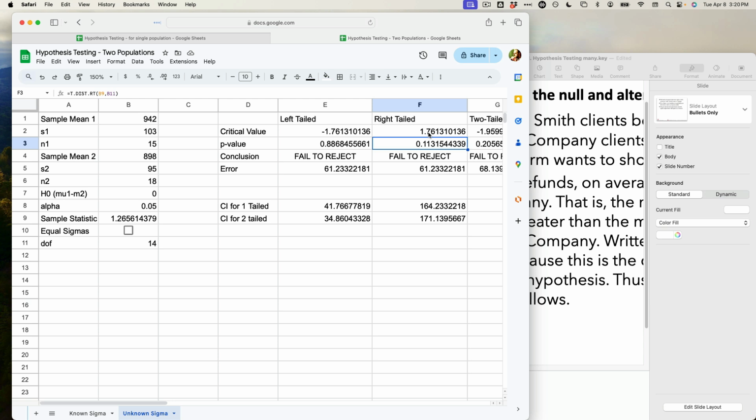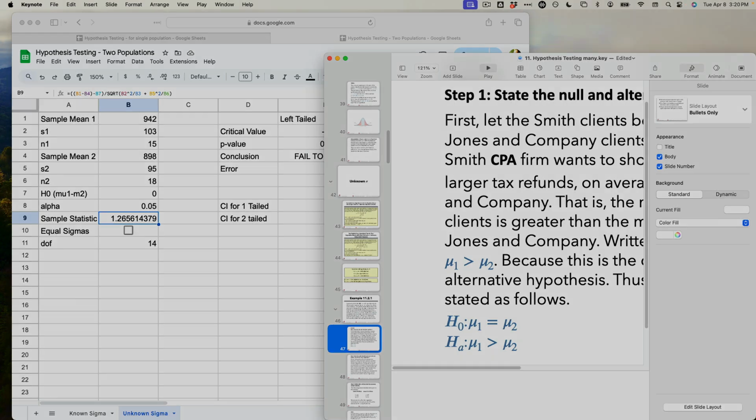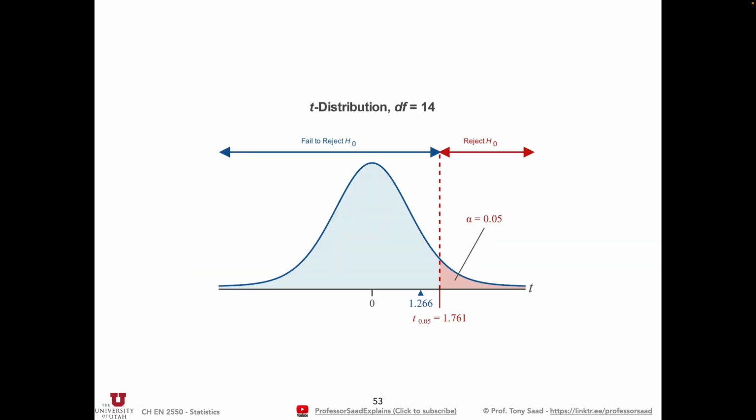Now, you could have based this on a rejection region because my sample statistic is 1.26, and that's less than 1.76. So we are outside the rejection region. So we're going to fail to reject the null hypothesis, okay? So if we go back here and see this visually, our sample statistic is 1.26, but the critical value is 1.76 and higher. Okay, so that's my rejection region. My sample statistic is here. So we're going to fail to reject the null hypothesis.